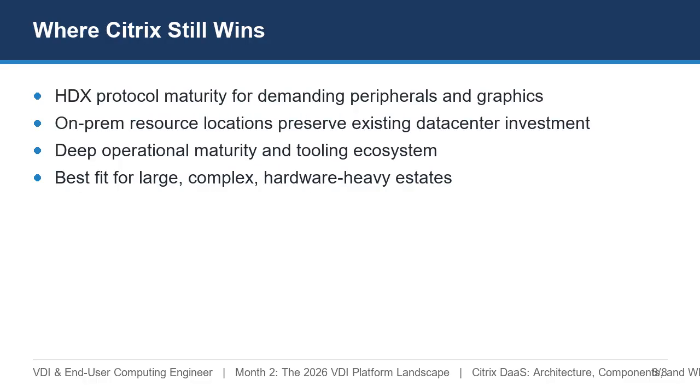Citrix's enduring advantage is protocol maturity. HDX has the deepest track record for high-latency links, specialized USB peripherals, and demanding multi-monitor graphics. Because resource locations can stay fully on-premises, enterprises with large data centers or sovereignty constraints get a cloud-managed control plane without moving their compute anywhere. Add decades of operational maturity and tooling, and you get why the largest, most complex estates often retain Citrix rather than replatforming.